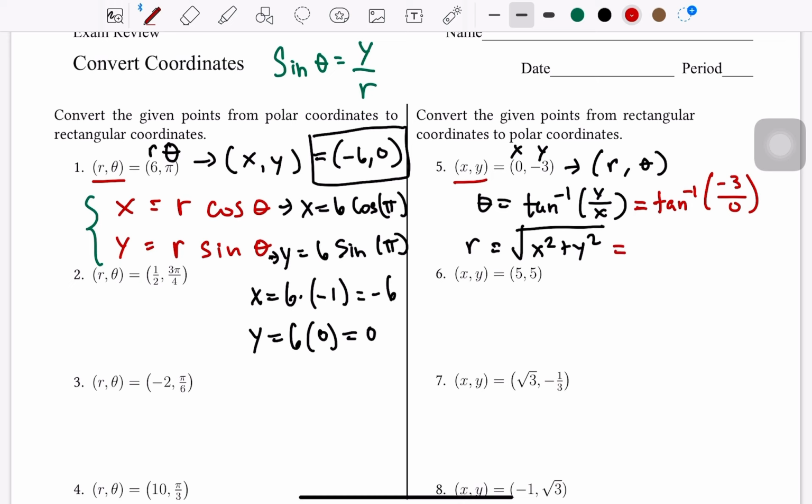On the other hand, we have for r, that's radical x squared, which would be 0 squared, plus y squared, which would be -3 squared.